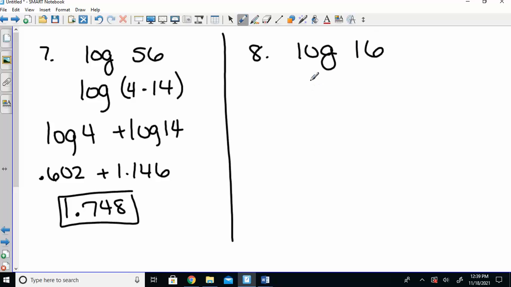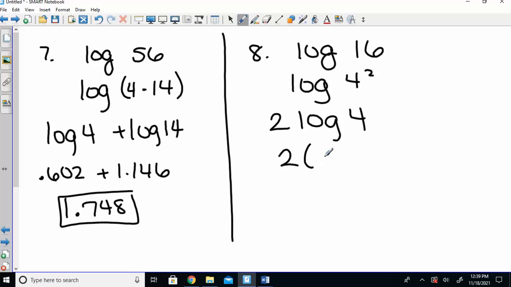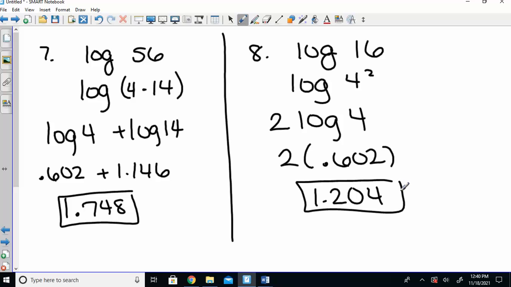Number 8, we have log of 16. There are 2 options for that. How do you want to rewrite 16? 4 squared. Okay. You have to move that 2 over. Right. You can do it as 4 squared or 4 times 4. Properties of logs, if you have an exponent, that comes down in front. So that is 2 times the log of 4, which is 0.602. And if you multiply those, you get 1.204.